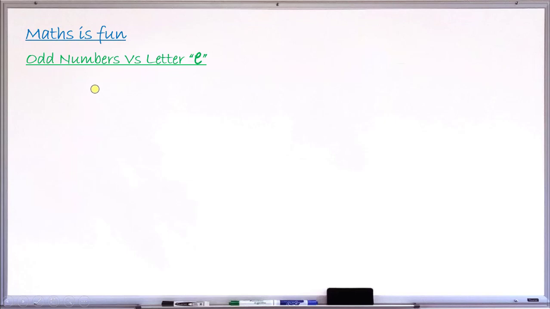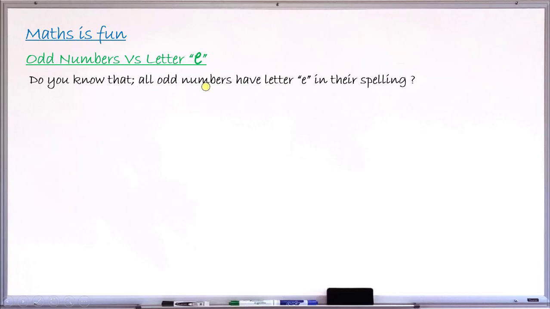With these few examples, my dear student, I have come to the end of this very lesson. Let me move quickly to the last segment of the lesson, that is Maths is Fun, where I promise to explain the amazing relationship between the letter E and a sequence of odd numbers. So I'll start with this question, my dear student. Do you know that all odd numbers have a letter E in their spelling? That is, if you write all odd numbers in words using the English language, you are going to have a letter E in the spelling of those odd numbers.